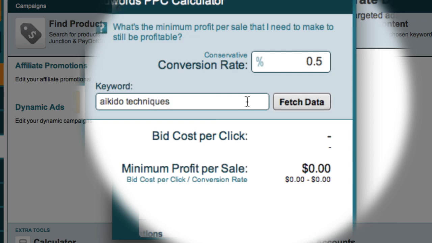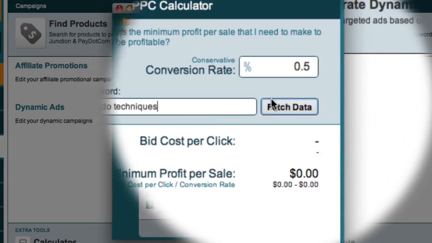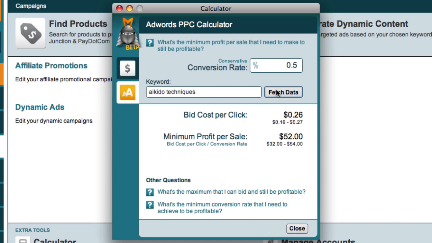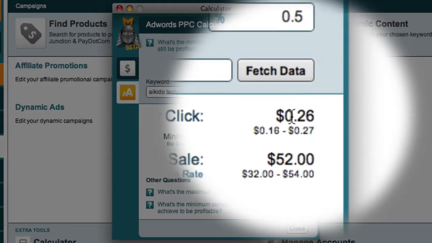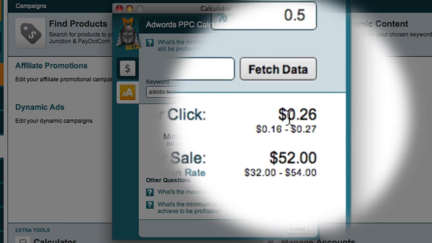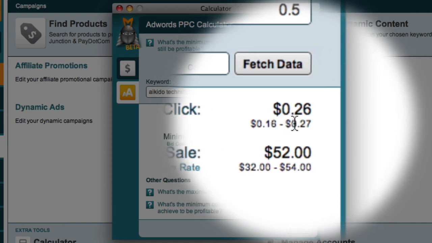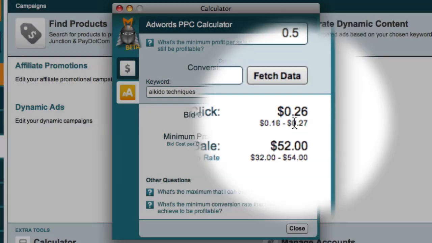Just in case you're wondering what this is, Aikido is a Japanese martial art. When I click the Fetch Data button, Market Samurai goes out to Google and brings back data related to the cost per click related to my keyword. You'll notice that there are three values here. The large number is the average cost per click related to this keyword term. This small number is the minimum cost per click I could expect to pay for traffic, and this number is the maximum amount I could expect to pay for traffic.